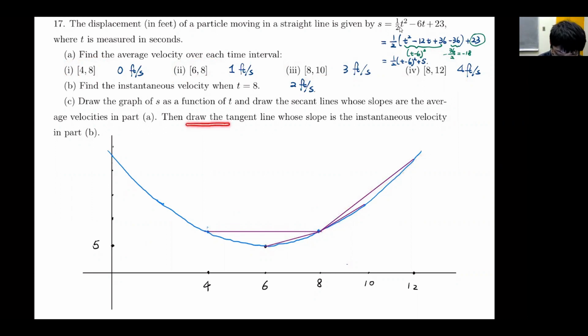And finally, we need to draw the tangent line whose slope is the instantaneous velocity in part B. If you draw the tangent line at the point 8, you know the slope has to be equal to 2. All right, so if you draw everything up to scale, you get the following red tangent line over here. This will be the tangent line, and the slope will be 2 for this one. Okay, so this concludes problem 17.